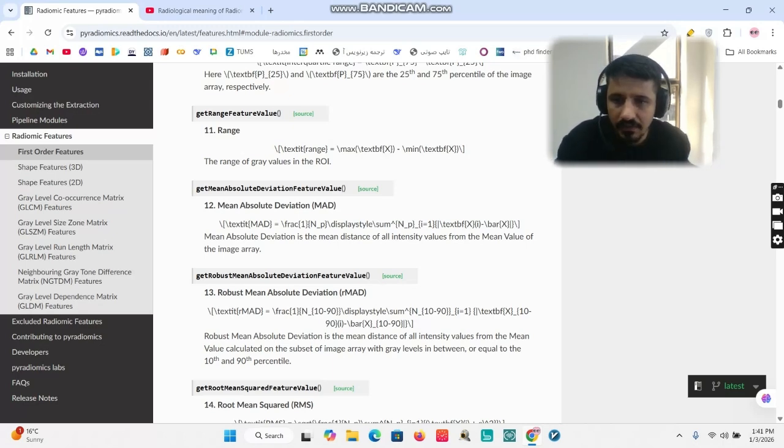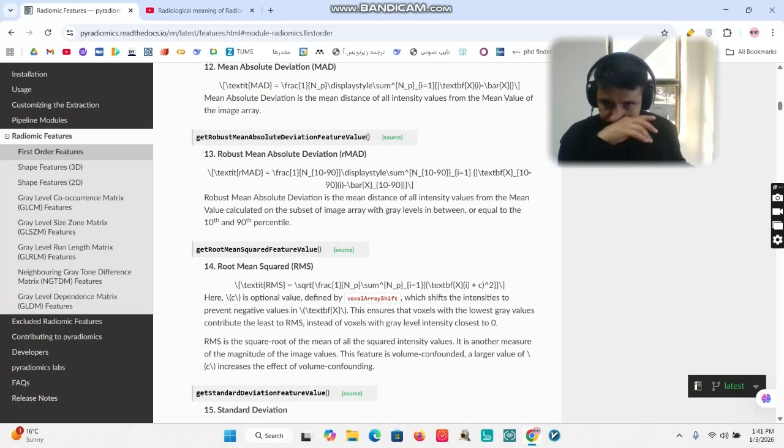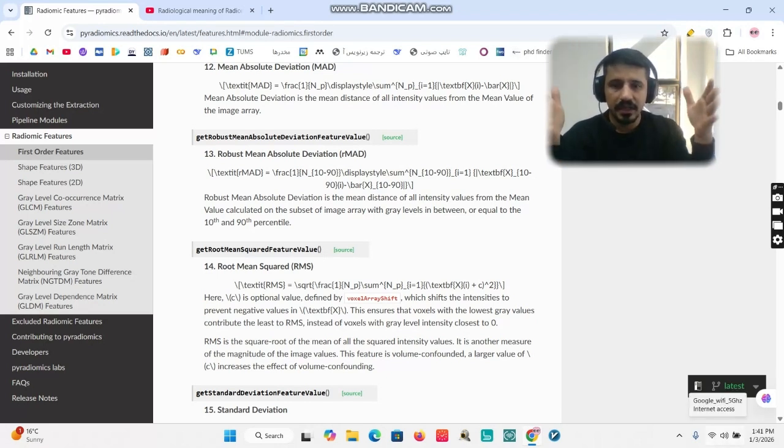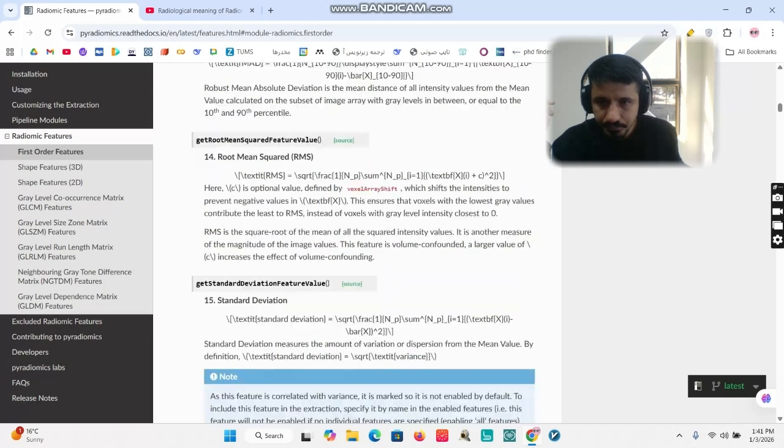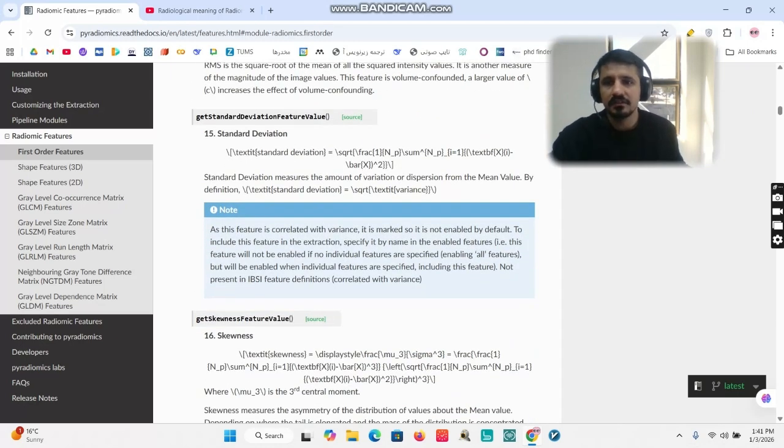After that, we have the root mean squared. Root mean squared is the square root of the mean of all the squared intensities. We don't talk only about the exact intensity; we are talking about the square root of the mean of the squared intensities, so all of them are positive. This is another measure of the magnitude of the image values, and always a larger value.